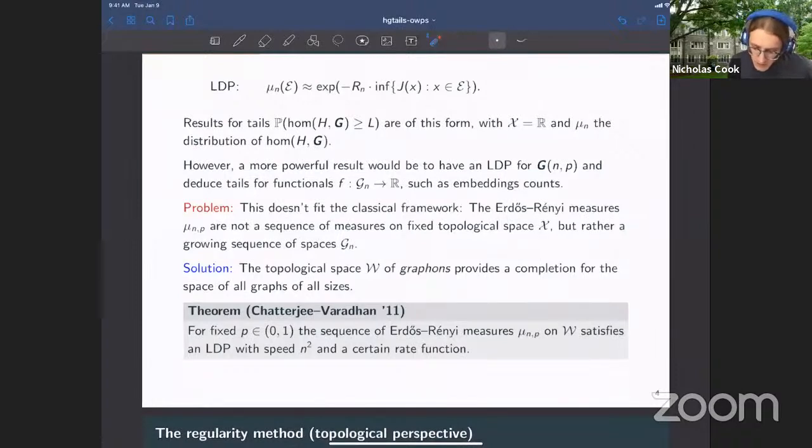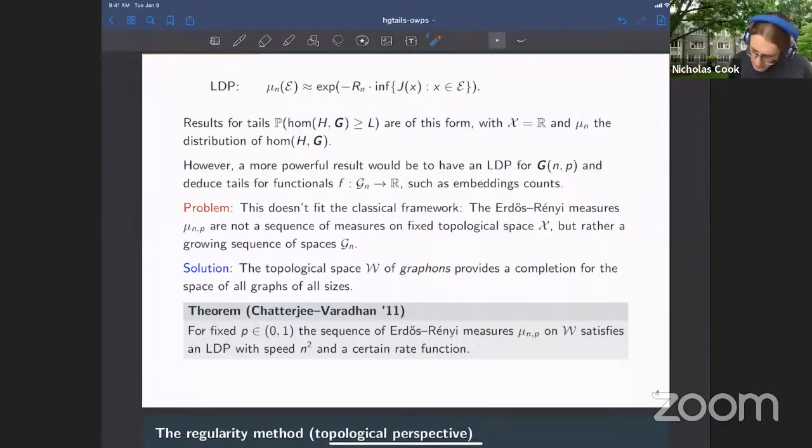So the results that Amir talked about for upper tails, upper tail asymptotics, are of this form. They are, in some sense, a large deviation principle. It's just your topological space is the real line, and the sequence of measures is the sequence of distributions of the random variable you're interested in. But the real power of a large deviations principle is when you have it on a higher dimensional structure, and then you get it for all sorts of functions by sort of projections or contractions.